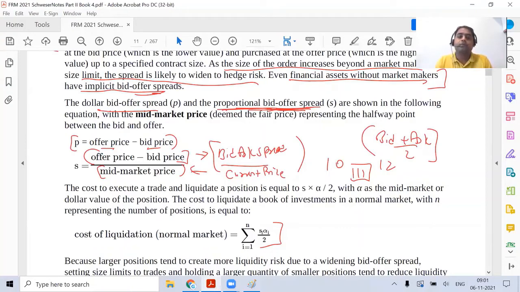Okay, now why are we looking at the proportional bid offer spread? Because the main concept which is going to get tested over here is cost of liquidation. This is an important formula. Cost of liquidation.